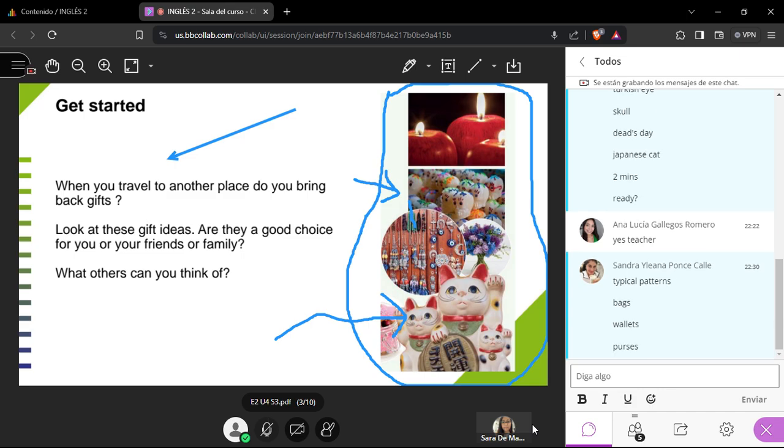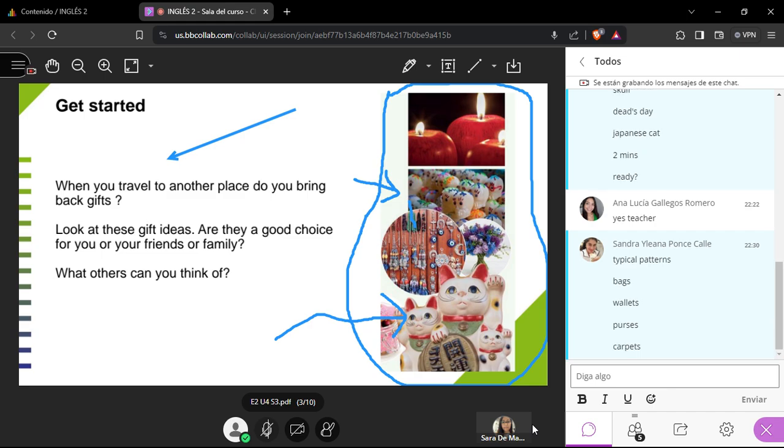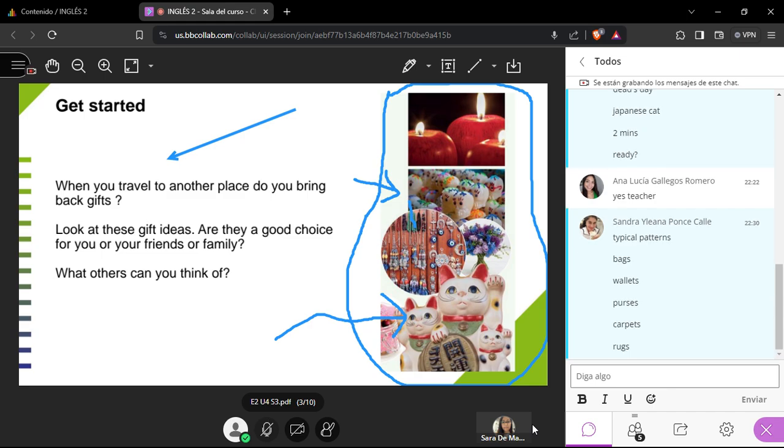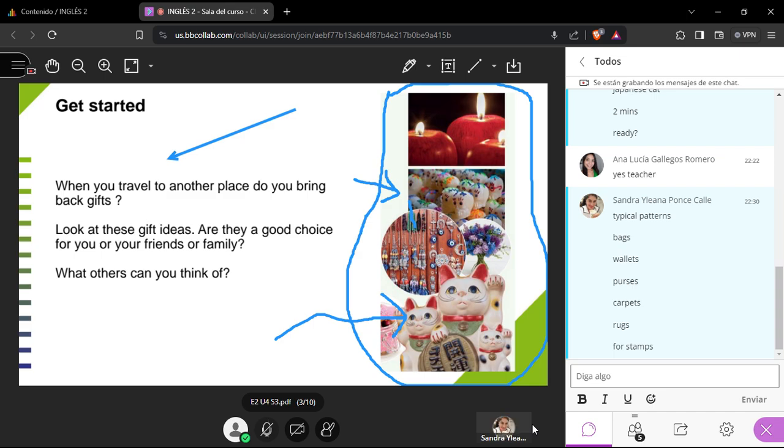For example, some people like strange things. For example, I have a friend that collects stones. When you go someplace, she asks you, can you get me a stone, and she writes the city or the country. I don't know, it's so strange, but yeah.